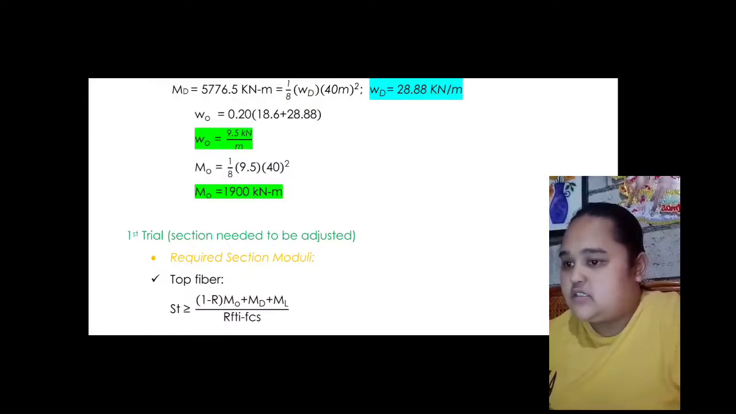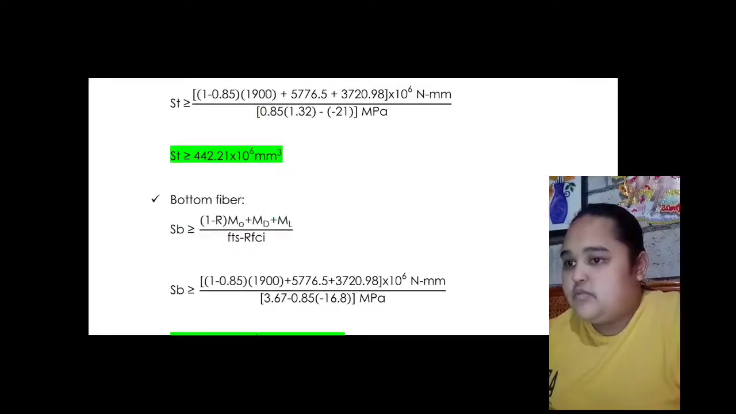Section needed to be adjusted. Required section moduli: the top fiber, ST, is greater than or equal to (1 minus R times MO plus MD plus ML) over (RFTI minus FCS). Substitute the values and we will get 442.21 times 10 raised to 6 cubic millimeter.